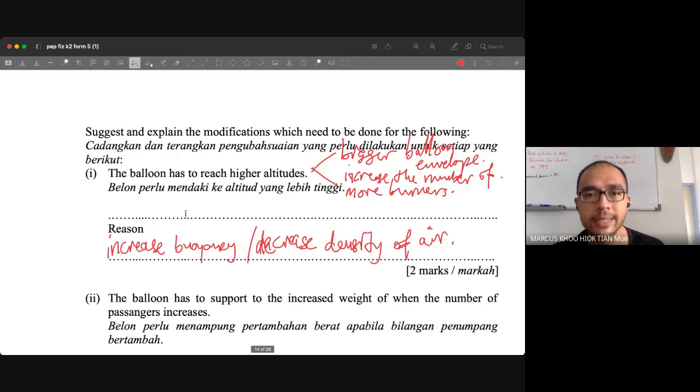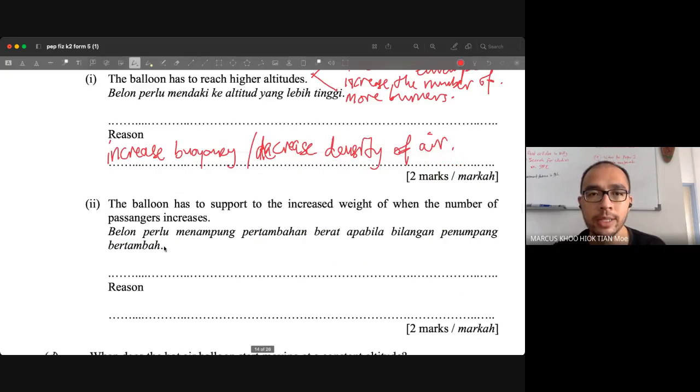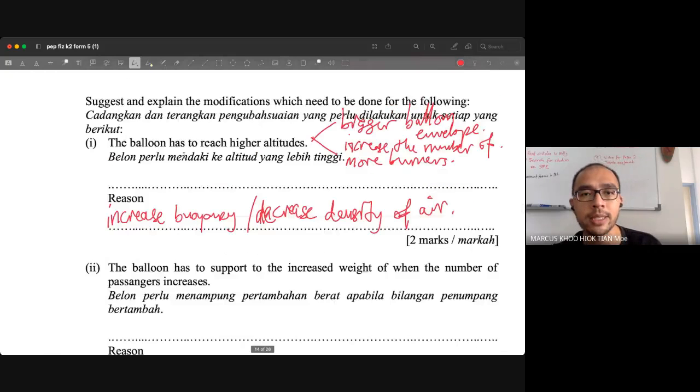But this is where the problem is. This is one problem here, a lot of you, kamu tulis apa tau? Let me change color just to show you the wrong answer. A lot of you wrote this no. Increase the temperature.